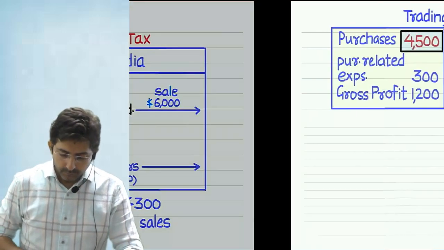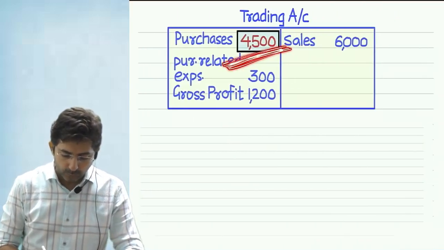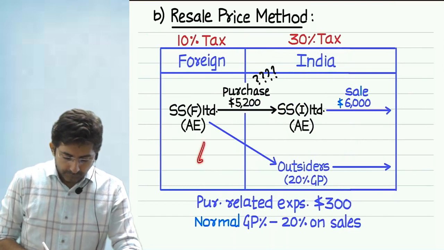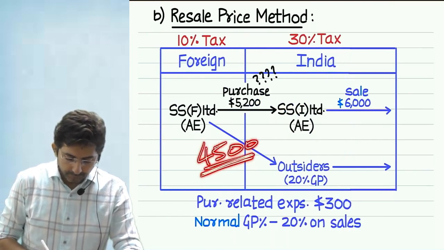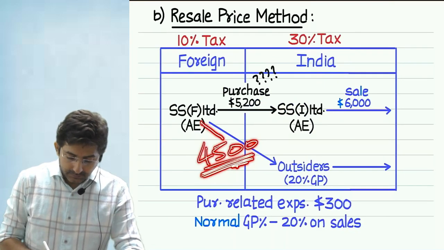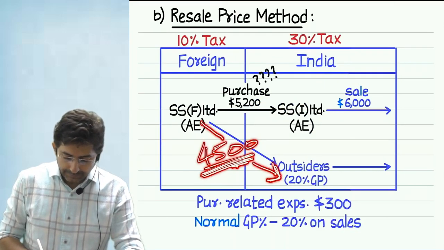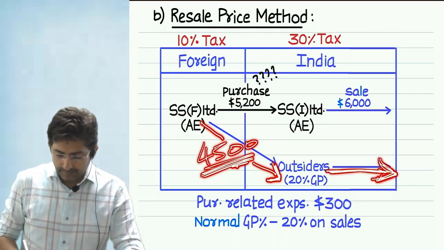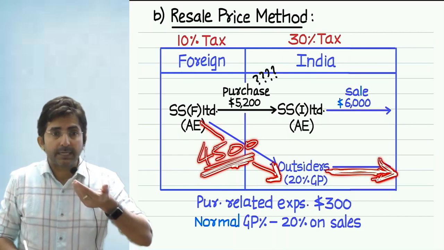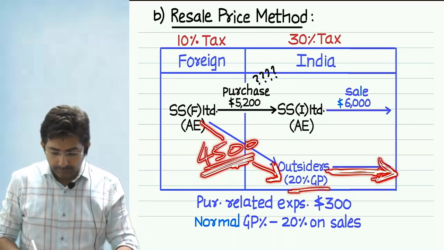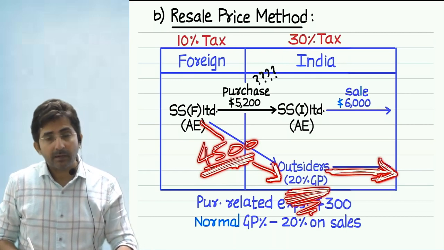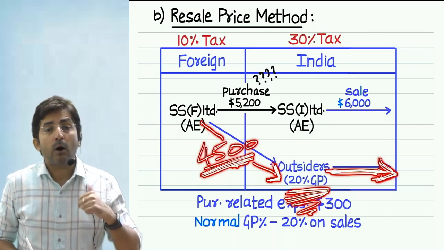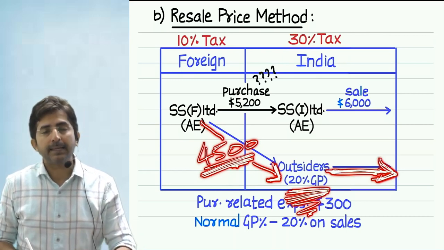Okay, wait, one point is remaining. What was this 4,500? We say like this, that at 4,500, outsiders purchase and sell in the Indian market. Obviously this is outsiders, because we took the GP margin of outsiders. So the price which we have developed, 4,500, is of outsiders. Except this, then I'll move on.